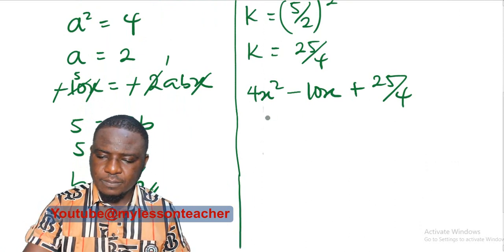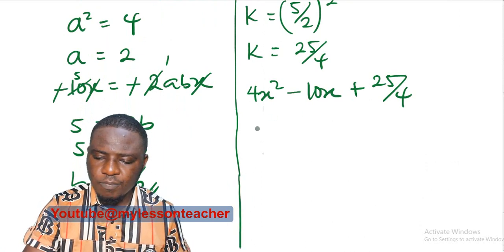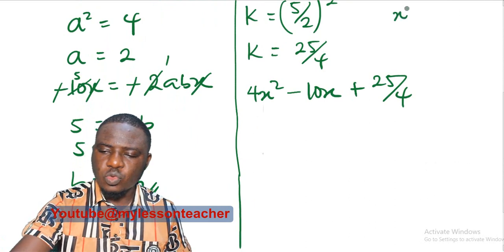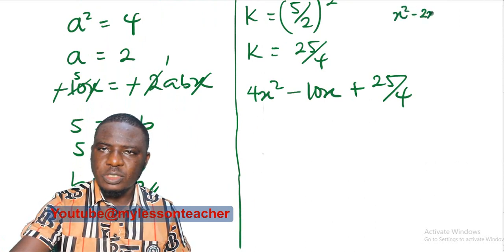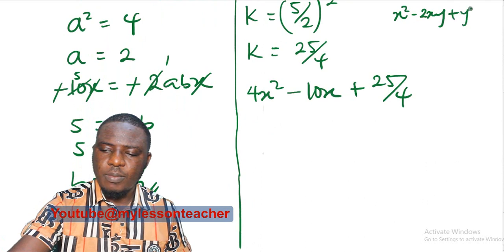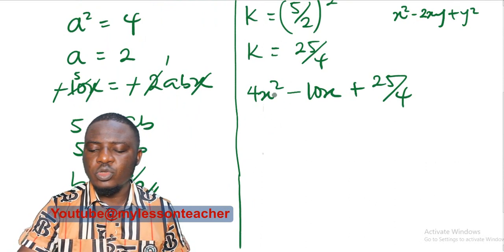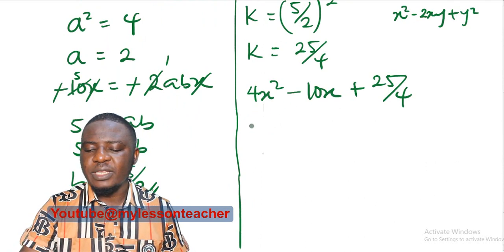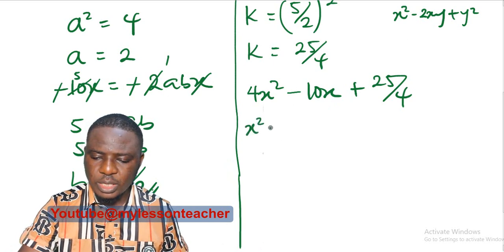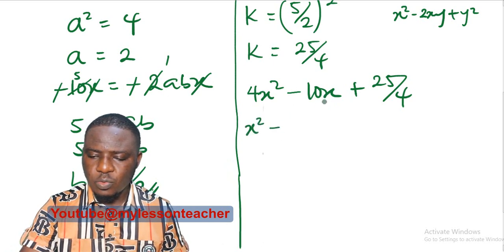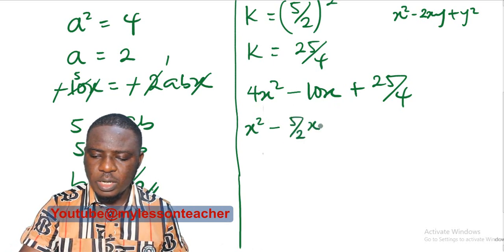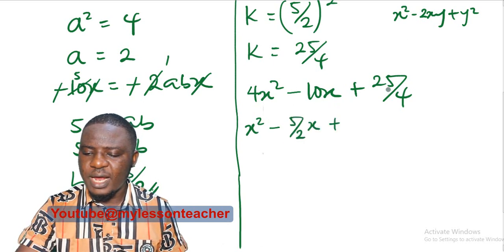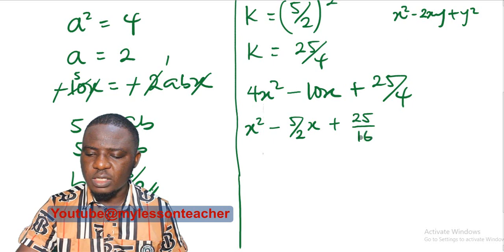So factorizing this, we will first of all express it in that form of x squared minus 2xy plus y squared. So the first thing to do is to divide each of the terms by 4. This becomes x squared minus, when you divide 10 by 4, it gives you 5 over 2 x. When you divide this by 4, it gives you 25 over 16.